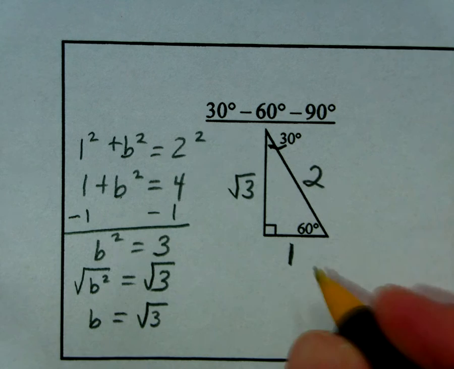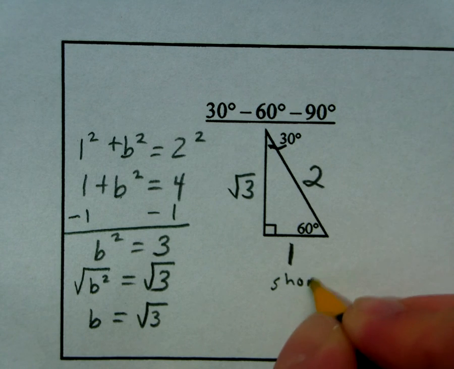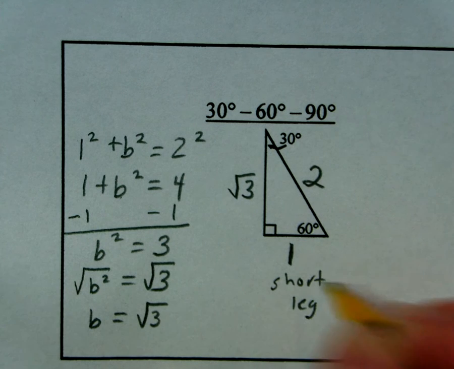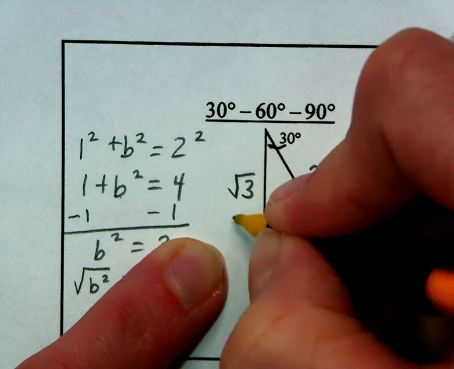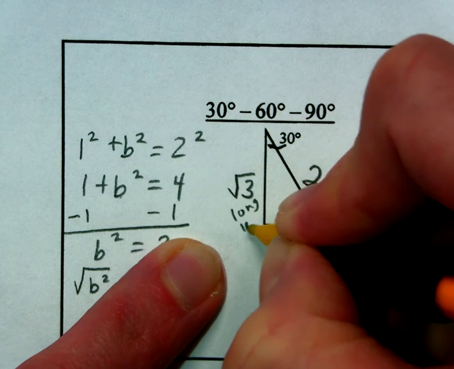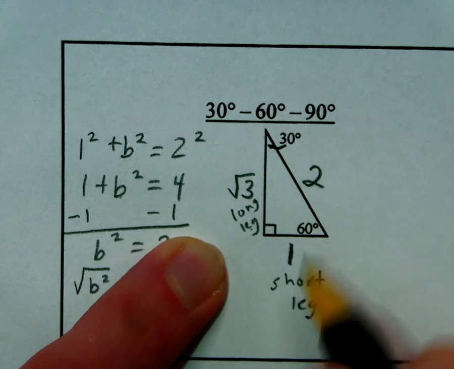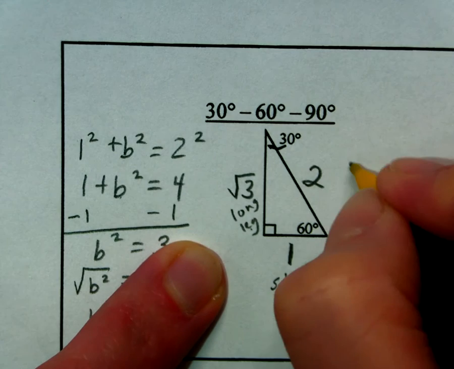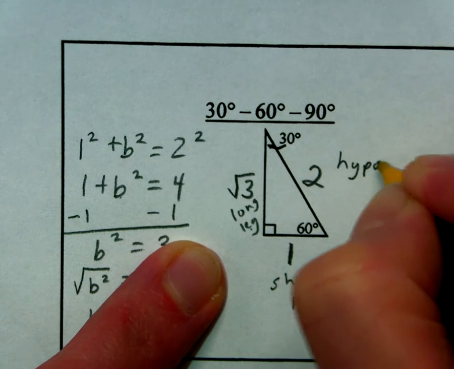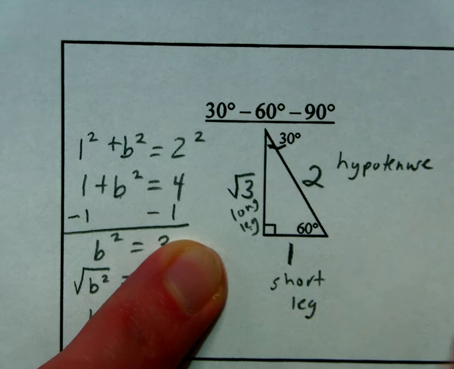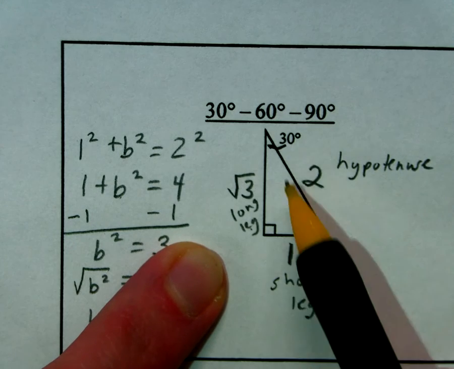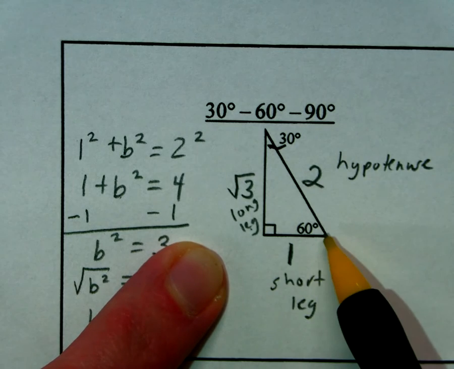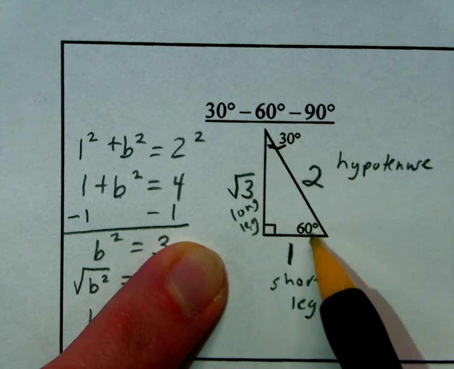So when I talk about these, I'm going to call this the short leg. It is the shortest side on the triangle. This one I'm going to call the long leg. The legs are the 2 sides that make up the right angle, if you remember your vocabulary from previous years. And then the 2 is the hypotenuse.